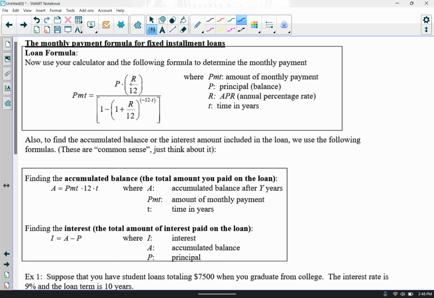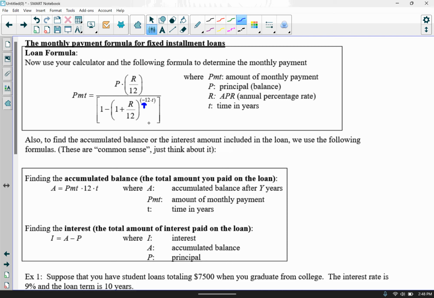R is the interest rate. It goes in as a decimal, just like always, divided by 12. On the bottom, you've got your parentheses, 1 minus, start a new parentheses, 1 plus that rate divided by 12. You're going to raise it to the negative 12 times T. Be sure that in your calculator you use the negative sign and not your minus sign. There's a difference, and you want to be sure you use the negative sign for this one right there.